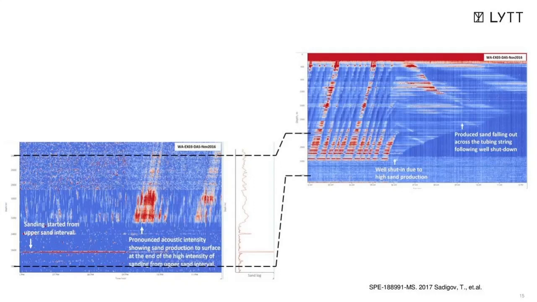But first, if we look at the one at the bottom on the left, the colors, the red and blue, that's the signature of sand, or our sand log, as I said. The red is sand entry. So what we can see here is that through the interval of the open hole gravel pack, or the reservoir interval, we have a very persistent sand entry point.